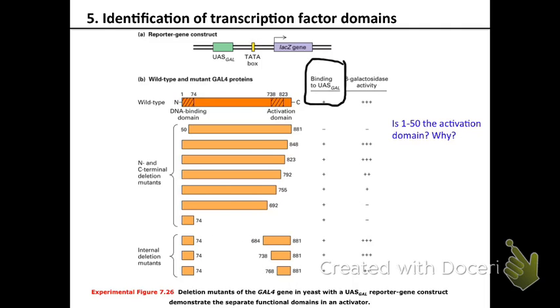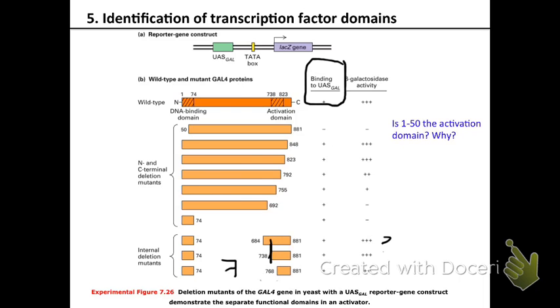684, when you delete the amino acid sequences between 684 and 738, do you see an effect in activation? No, right? So the activation domain is not there. And then how about 738 to 768? Do you see an effect on activation? Yes, right? So you conclude that your activation domain is starting somewhere here.